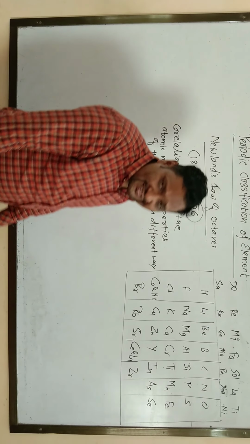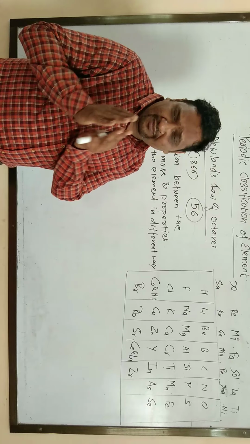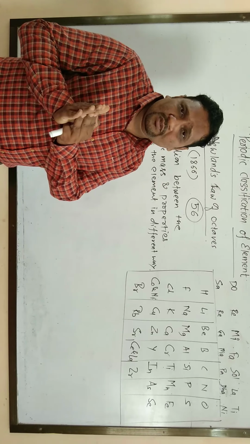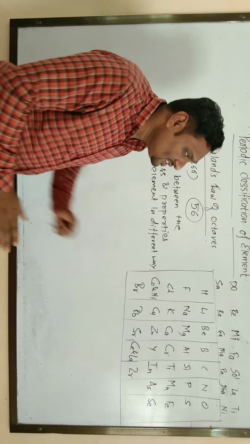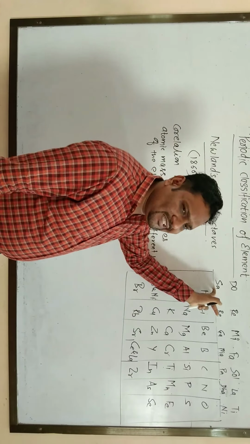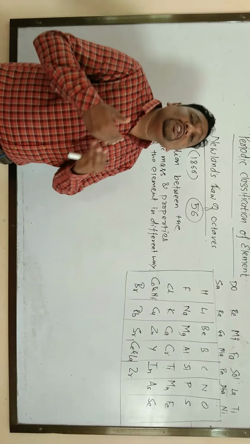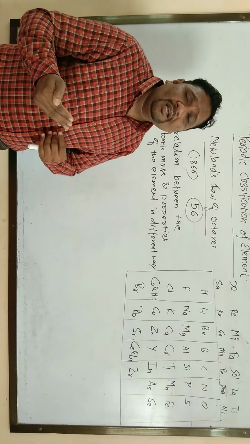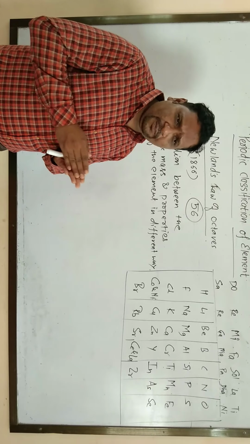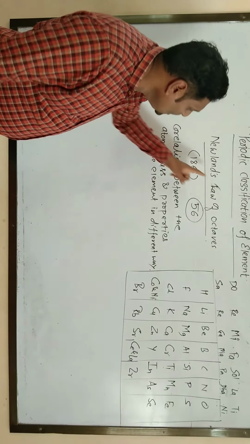So it means that the 8th is do and the first is also do. And in Indian music, the first is sa and the 8th note is also sa. So John Newlands compared the similarity of his classification with the musical octaves, and hence it is called octaves.